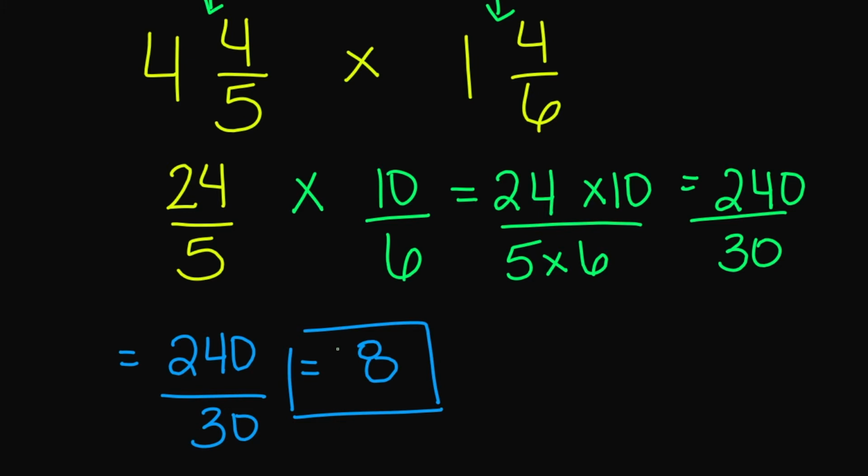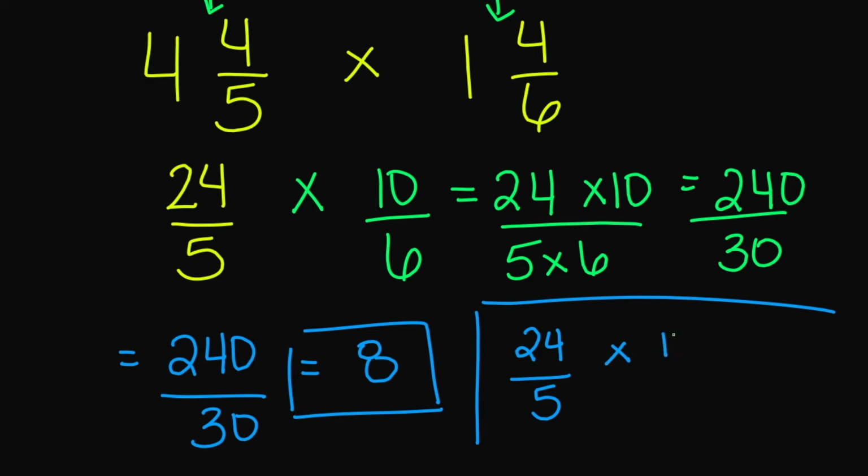Remember, when you are multiplying, you can cross-reduce if you want to, or cross-cancel. So let's come here in the corner. Let's say we had 24 over 5 times 10 over 6. Here at this step, instead of dealing with larger numbers, you can cross-reduce. So 5 and 10 share a common factor, which is the number 5. 5 goes into 5 one time. 5 goes into 10 two times. And 24 and 6 also share a common factor, which is the number 6. 6 goes into 6 one time. 6 goes into 24 four times.